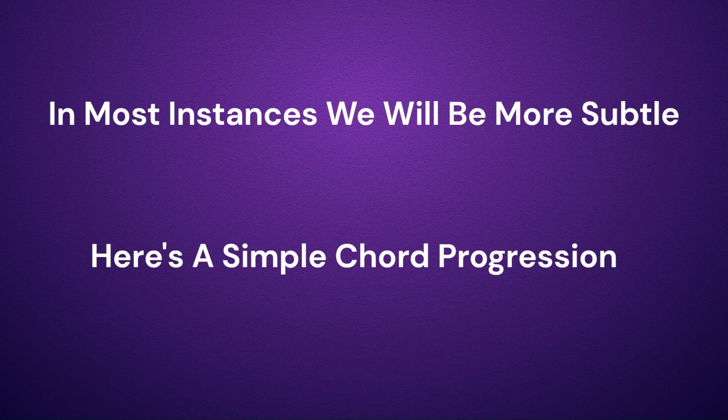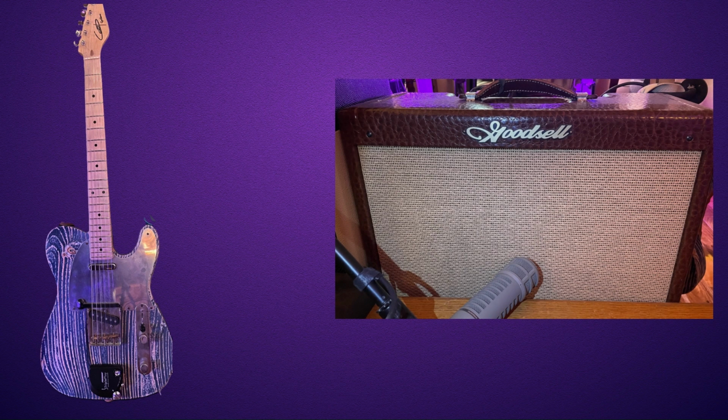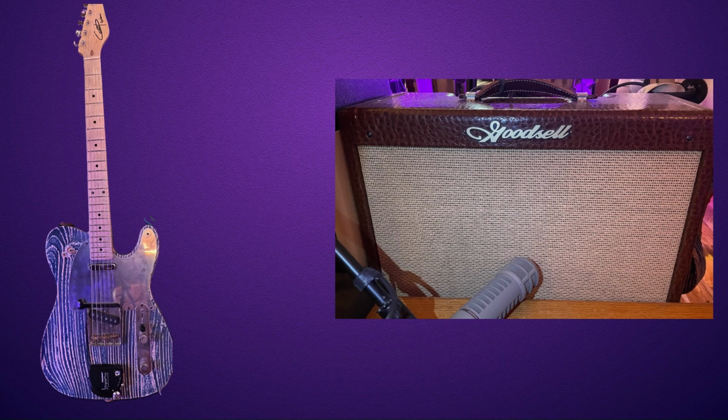In all these instances, I'm using a Telecaster-style guitar into a good Cell tube amplifier, which is mic'd with an RE20 dynamic microphone. I'm using the built-in reverb on the amplifier, and when I kick it in, I'm using a TC Electronic Flashback delay. So we'll walk through a few examples. The first one here is going to be the amp dry.